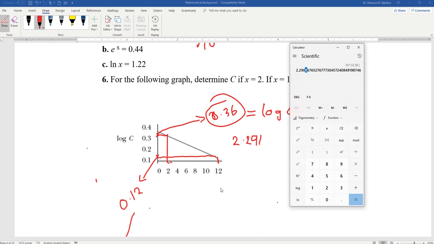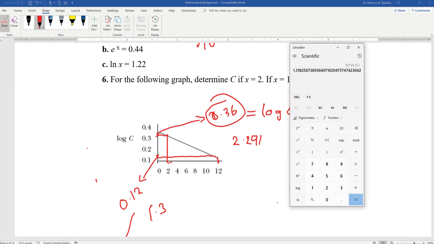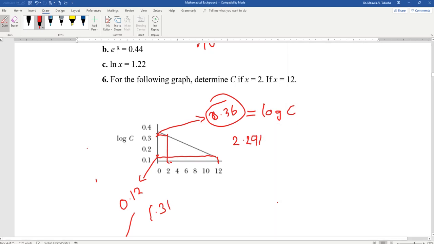Now for the second one, the answer is in a similar way. So I say 0.12 and then 10 to the power x, and the answer here will be 1.318. Okay, as it looks in the graph, you see that as x increases, y decreases. Okay, and this is the answer.